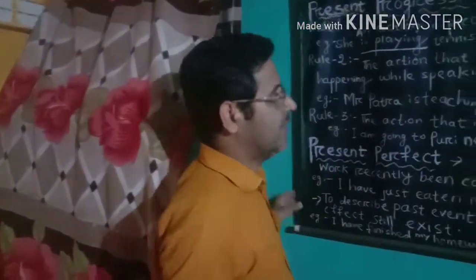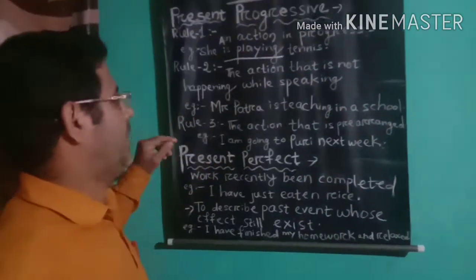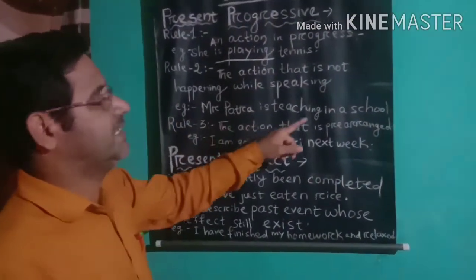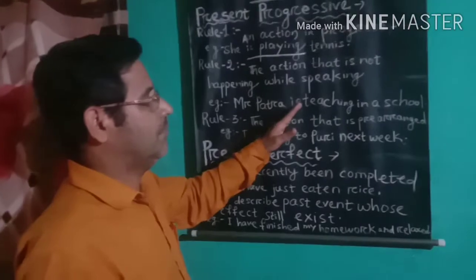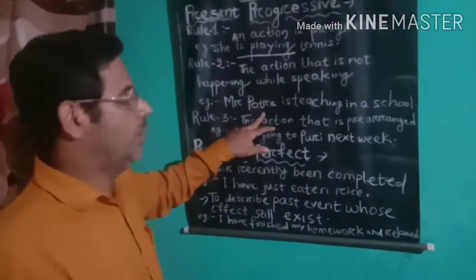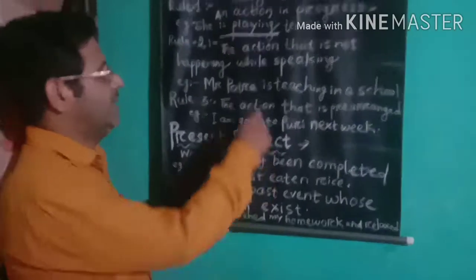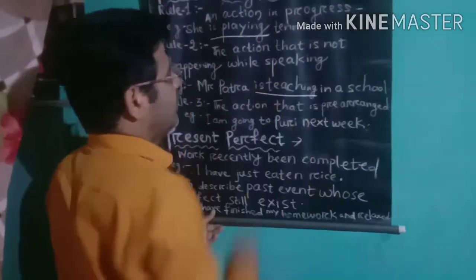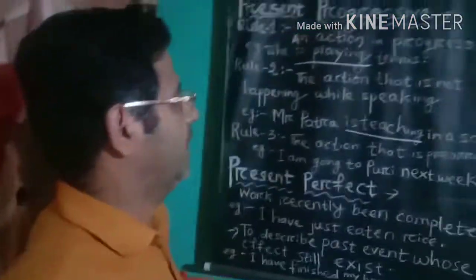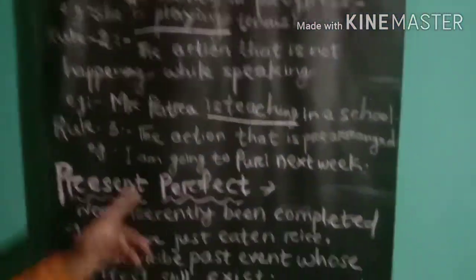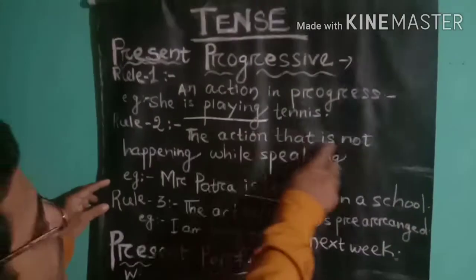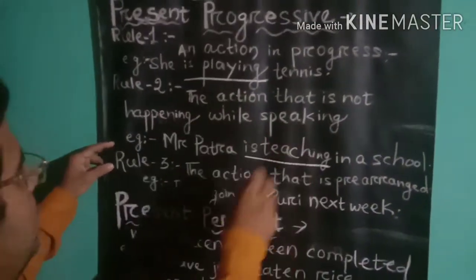At the time of speaking, the action is not happening. Mr. Patra is teaching in a school. At the time of speaking, Mr. Patra is not teaching now, and he is not present in school now. Here, from this example, Mr. Patra is teaching in school. "Is teaching" is the progressive form, but at the time of speaking, the action is not continuing. That is the action that is not happening while speaking.